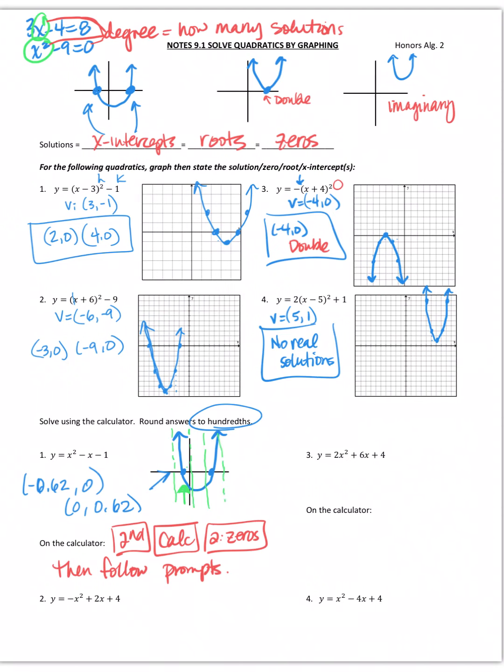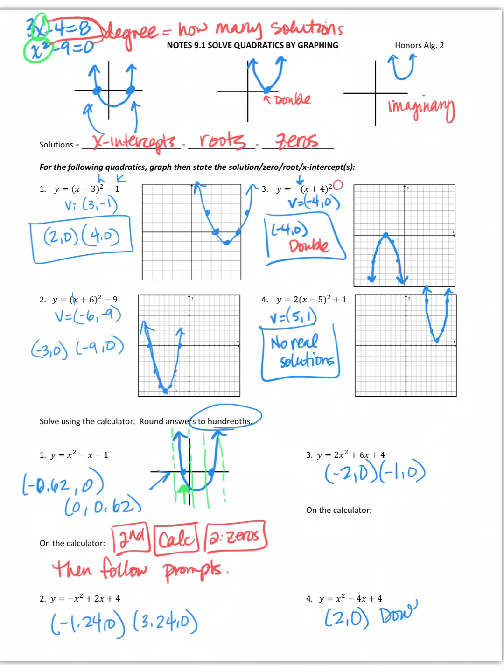All right, so now on these other ones, I'm not going to make a video of me doing it on the calculator. I want you to practice on your calculator and see if you get what I got. So number 2, I got negative 1.24, 0 and 3.24, 0. All right. On number 3, I got negative 2, 0, and negative 1, 0. And on number 4, I got a double root at 2, 0.